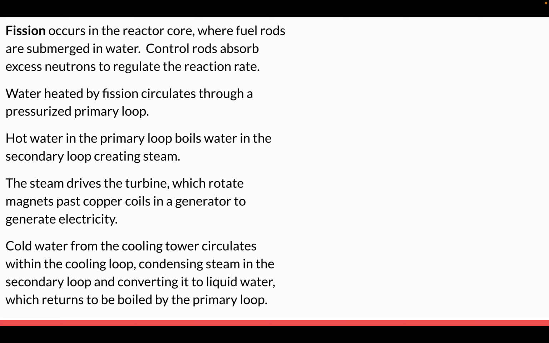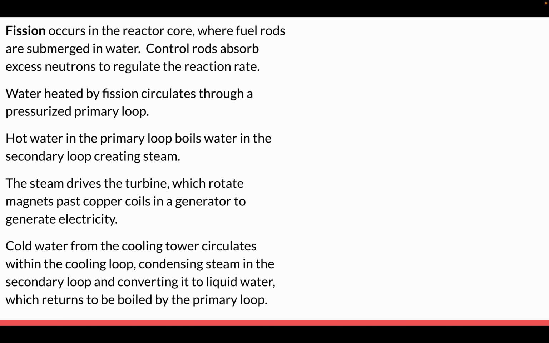So we have fissioning happen, and again, we'll look at this diagram that you have on your paper. So fission's happening in the reactor core. It's kind of the heart of the nuclear power plant, where fuel rods are submerged in water. The control rods can be put in between the fuel rods to regulate the reaction rate. That water that is heated in the reactor is pumped through a pressurized primary loop. Now, the primary loop goes to a secondary loop, all right? And that water in the secondary loop is the one that actually gets boiled or gets created into steam that can then be used to turn the turbine.